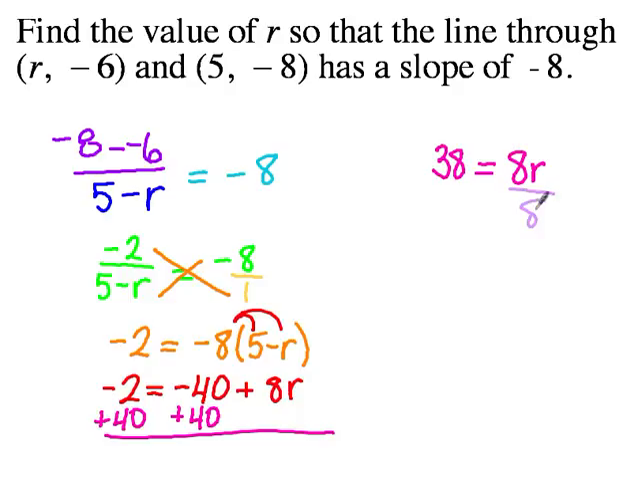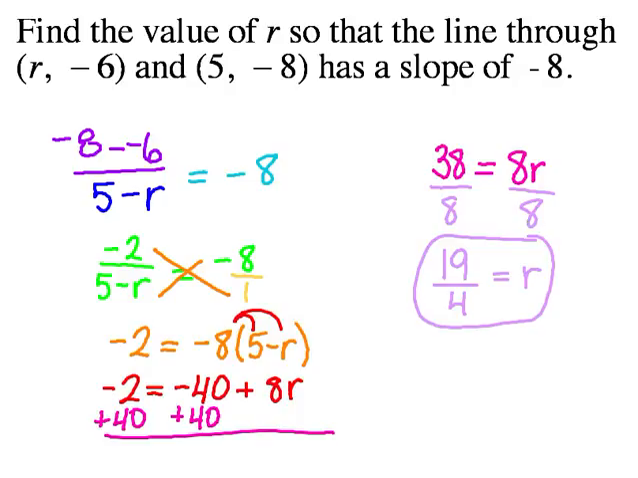What do you do now? Divide by 8. Now, does this come out even? Nope. So now we just need to reduce. What will go into both 38 and 8? 2 goes into 38, 19 times. 2 goes into 8, 4 times. So there's your value of r. So you can get fractions, and don't think that you've got them wrong just because you've got fractions.